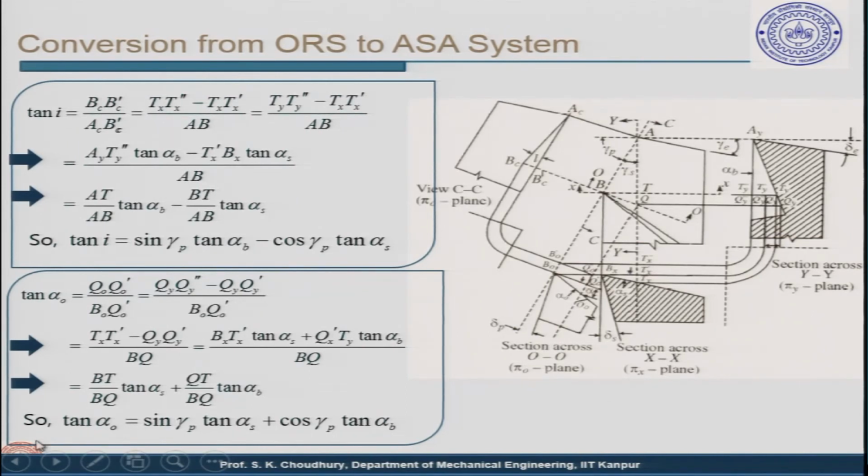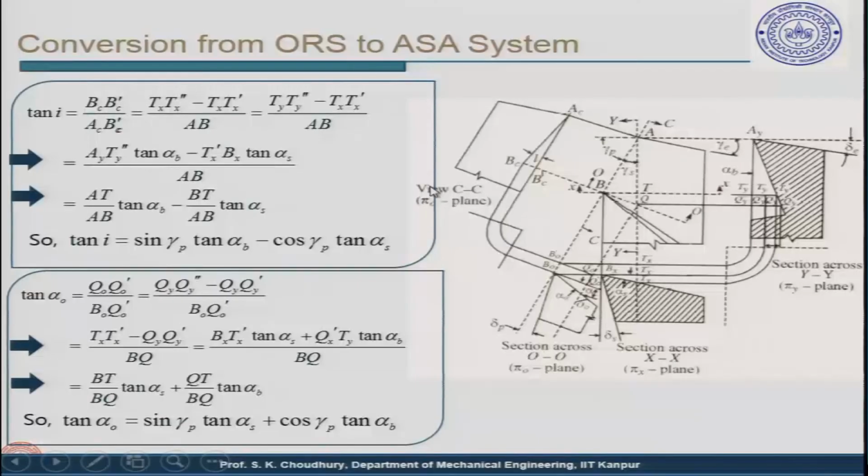So, here also the orthogonal system is related to the ASA system. Either you have the ASA tool or the ORS tool, it can be converted to any other system with each other. Now, this is the conversion from the ORS to ASA, because in one tool we have taken views of ORS and the ASA, that is the coordinate system, and this is the orthogonal rake system.